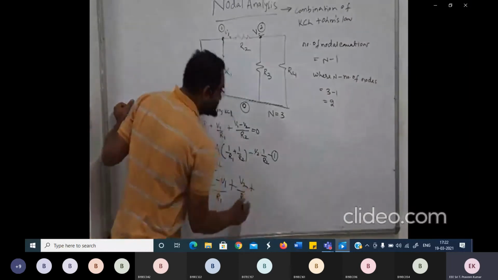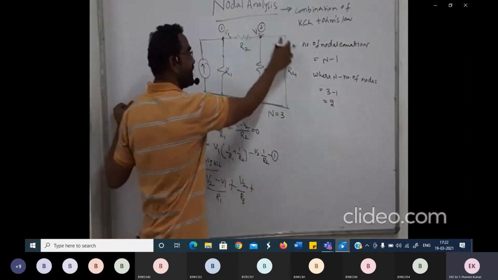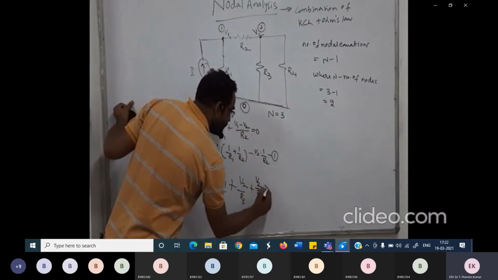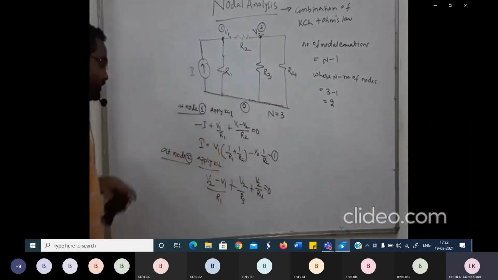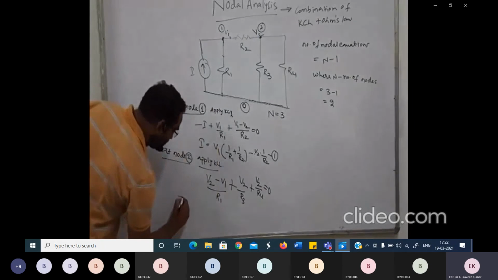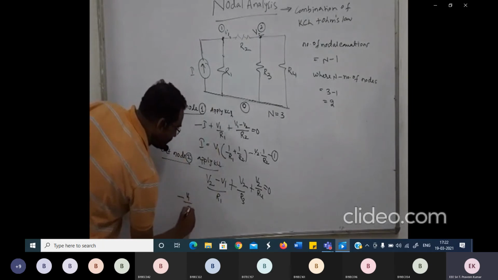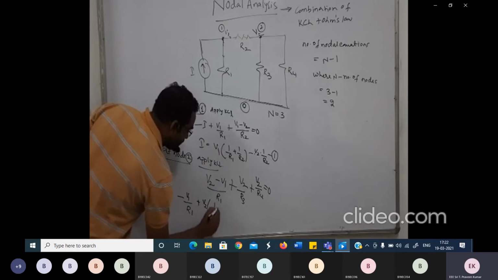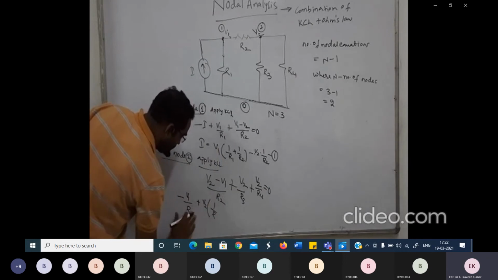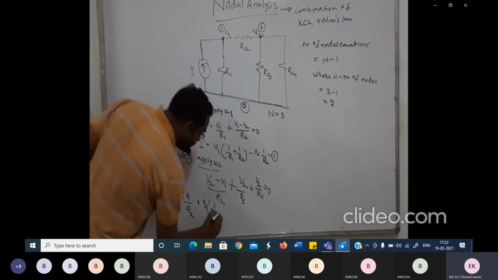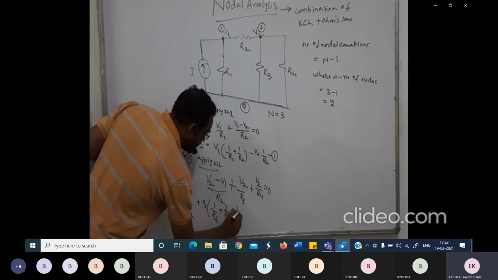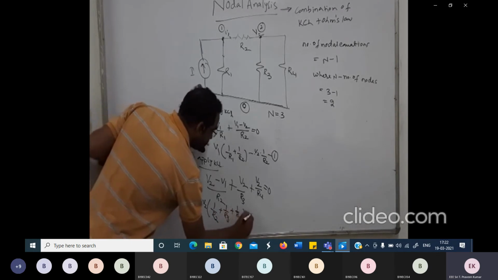Next, what is the next element we have? R4. What is the current flowing in this? Which is nothing but V2 divided by R4. This is equal to 0. Now to simplify this equation, we get minus V1 by R1 plus V2 into 1 by R2 plus 1 by R3 plus 1 by R4, this is equal to 0.